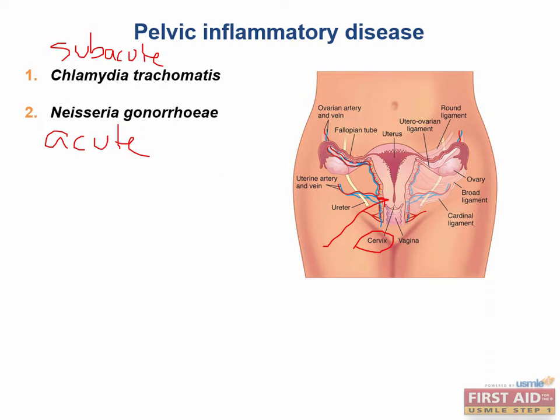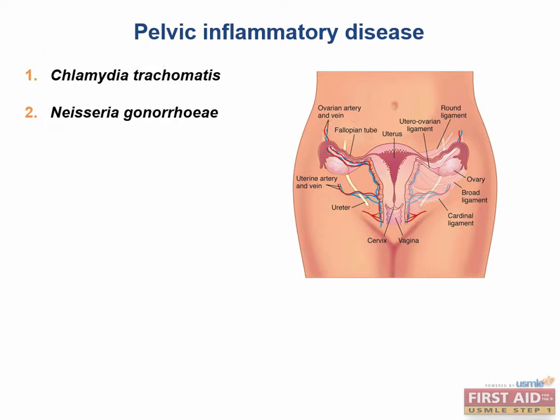The bacteria in this case can ascend similar to E. coli in a urinary tract infection, and they can infect the upper female genital tract, including the fallopian tube, as well as the endometrium, and it can even cause a tubo-ovarian abscess. If it infects the endometrium, it causes an endometritis. If it infects the fallopian tube, it causes a salpingitis or a hydrosalpinx. In a worst case scenario, it can lead to a tubo-ovarian abscess.